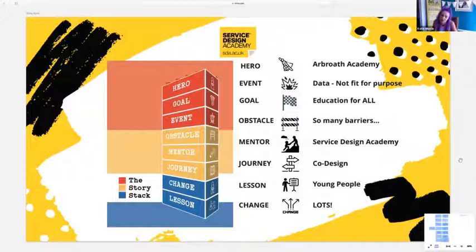And then the change. So there's been lots, as Gillian and Doreen helped me to explain. And you'll see that I've done this in a little bit of a different order, but this is based on the story stack that was introduced to us.